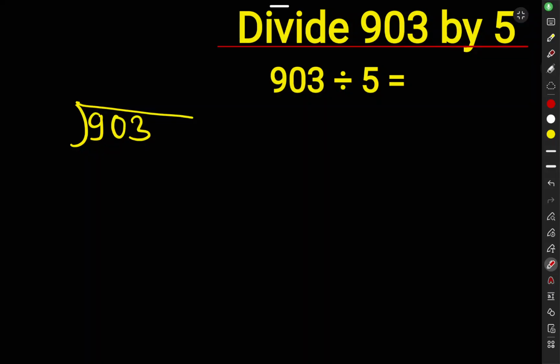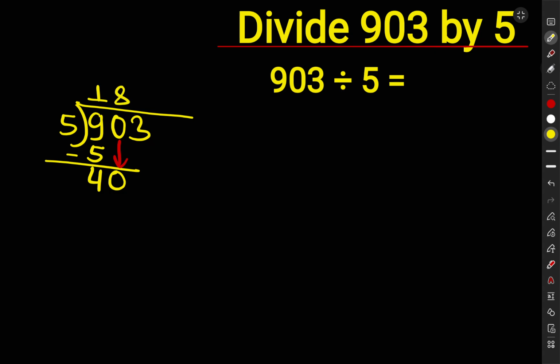We divide 903 by 5 in the long division method. 5 times 1 is 5. On subtracting we get 4. So now we put down this 0 and it is 40.